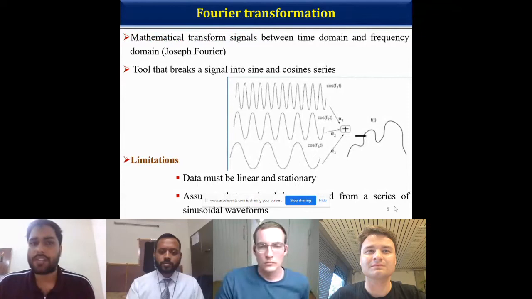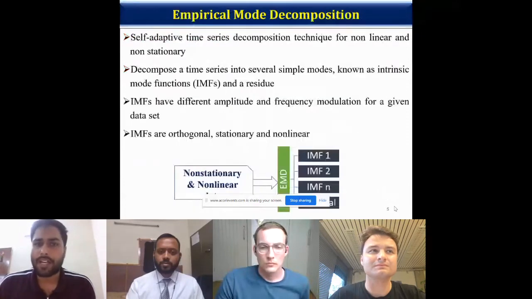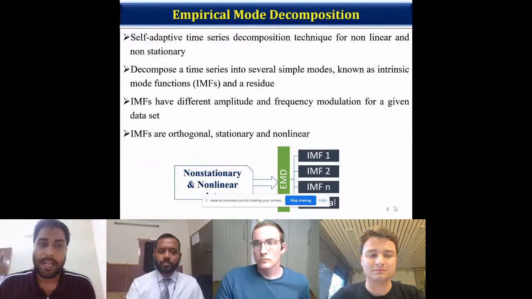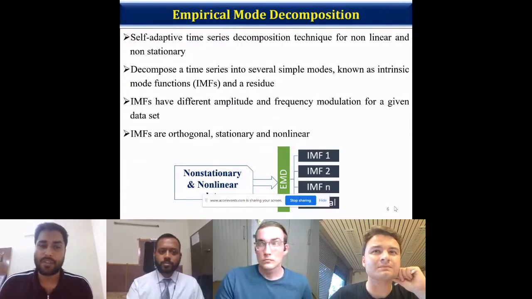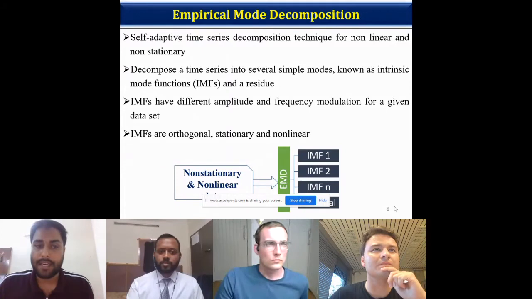So for more decomposition, we use empirical mode decomposition, which is a more data-adaptive technique, mainly used for non-linear, non-stationary and complex price series. First it decomposes the series into different modes that we call intrinsic mode functions, and a residual. The IMFs have different amplitude and frequency modulation of the given data set, and the IMFs are orthogonal. If we sum all these IMFs and the residual, we get the original series.